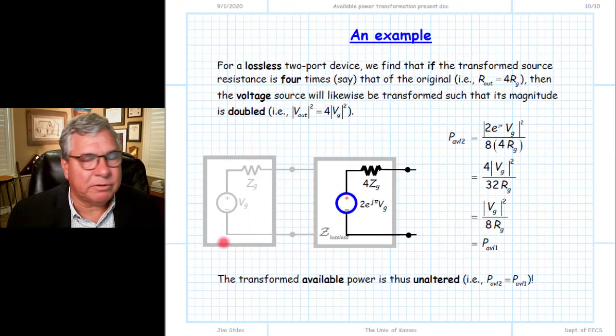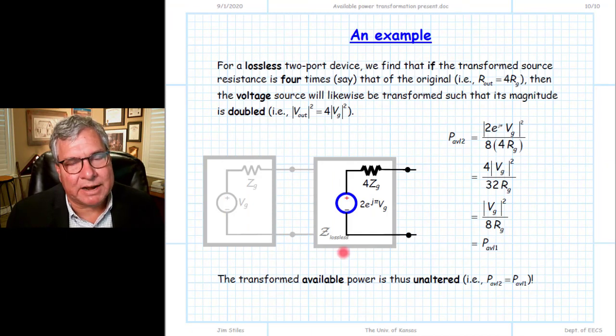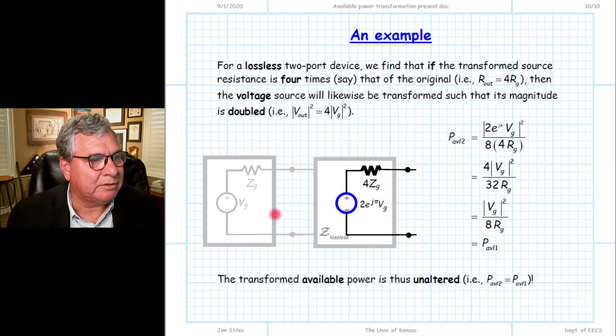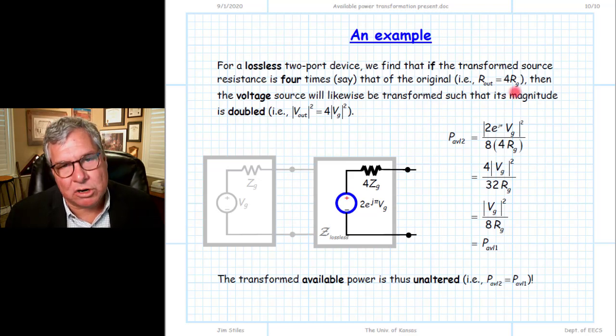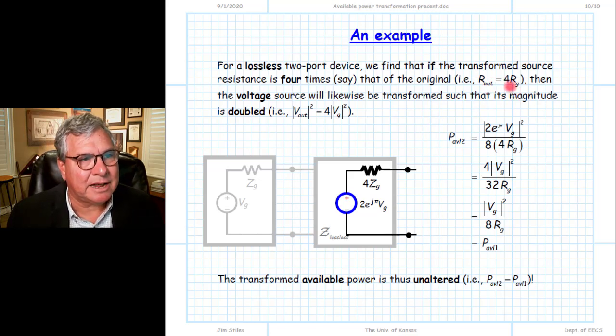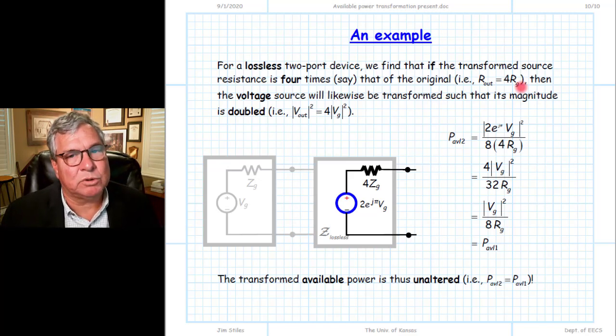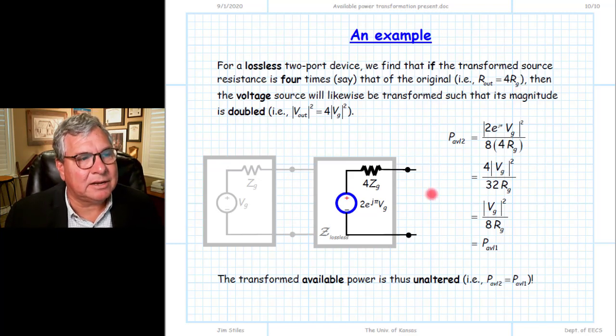Let's say we start out with the source and we attach a lossless two-port device in front of it. And of course, therefore, we've transformed the source voltage into a new source voltage and the source impedance into a new source impedance. Let's say for this example, the resistive part of the original source impedance is transformed to a value that is 4 times larger than its original. So R out is now 4 times RG. We might expect that the available power of this transformed source, therefore, to decrease by a factor of 4. After all, the source resistance has increased by a factor of 4.